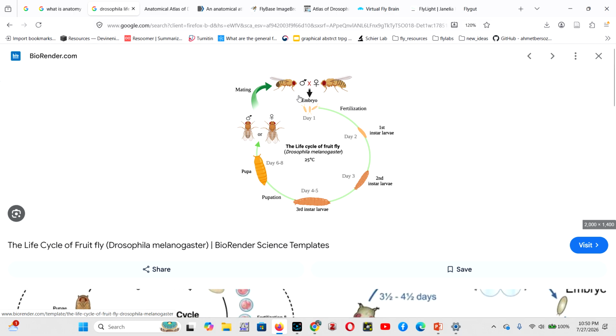So when the mating happens between the male and female, the embryos are produced. Let's say for the sake of the life cycle, on day one the fertilization happens, and then on day two we have the first instar larvae, then the second instar larvae, then the third instar larvae, and then a stage called pupation. The pupa stage is around days 6 to 8, and then it finally becomes an adult. So today in this video, I'm going to focus on the anatomy of the adult.